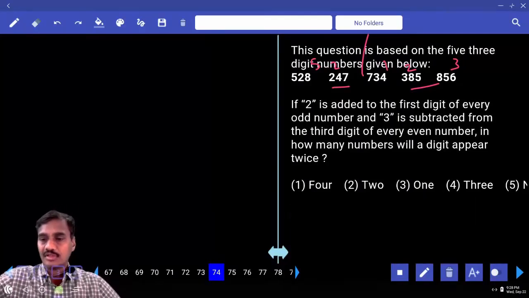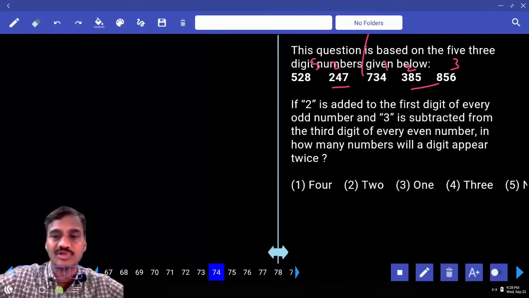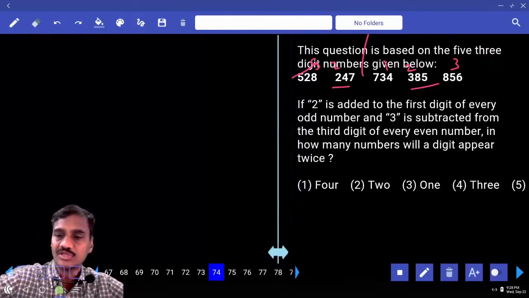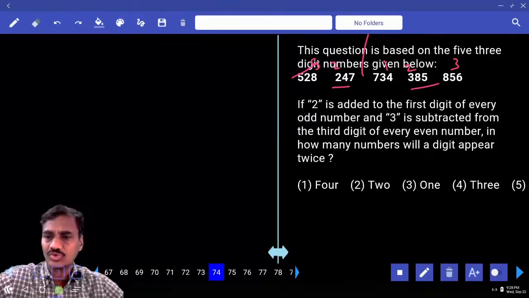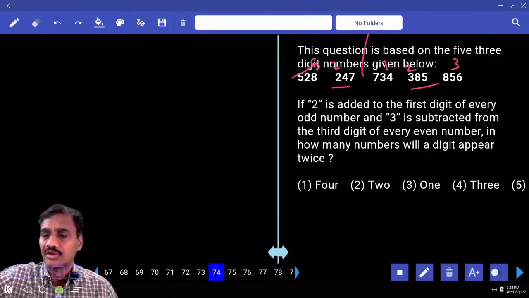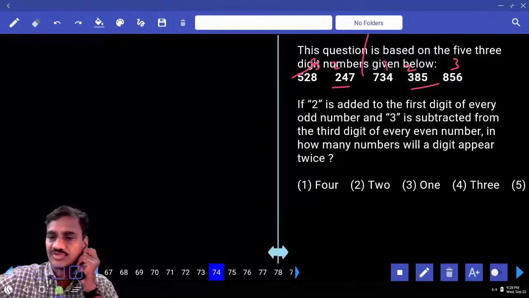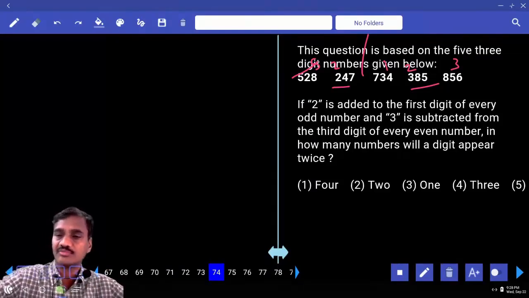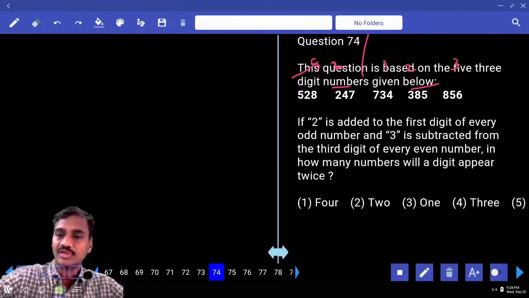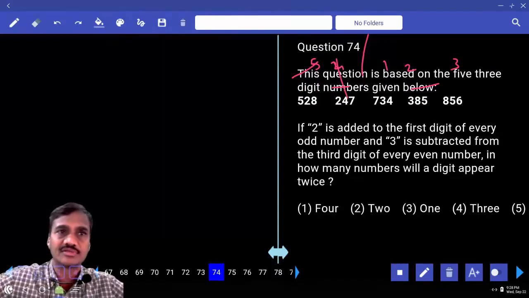Then, in how many numbers should a digit appear twice? Here 5 and 5 appear twice, and here now 2 and 2 appear twice, no? 2 is added to the first digit of every odd number. Odd number 2 is added, this number will be 4. Hence 4 and 4 will be repeated or not?